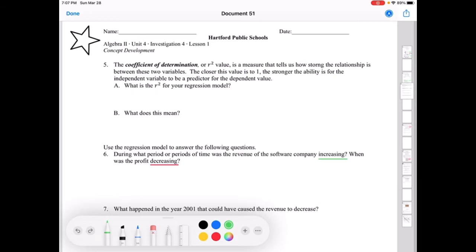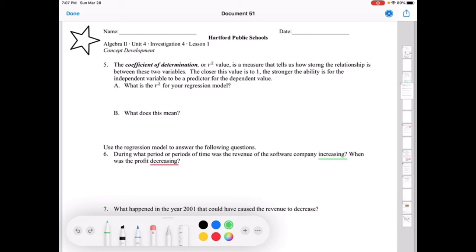Number 5 introduces us to the coefficient of determination. So the R squared value is a measure that tells us how strong the relationship is between the two variables. The closer it is to 1, the stronger the ability for the independent variable to be a predictor for the dependent variable. The closer to 0 it is, the less strong that ability is.